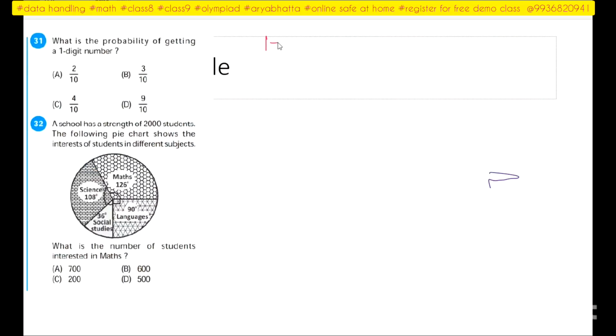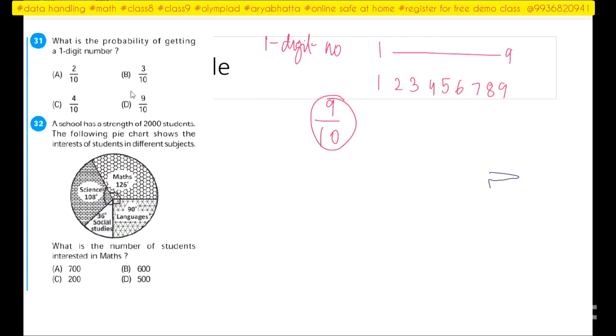Probability of getting a one-digit number. So how many do I have? 1 to 9, right? So 1, 2, 3, 4, 5, 6, 7, 8, 9. Because 10 will be a 2-digit number. So it will be 9 upon 10, right? Is this okay? Question number 31. Now read question number 32.